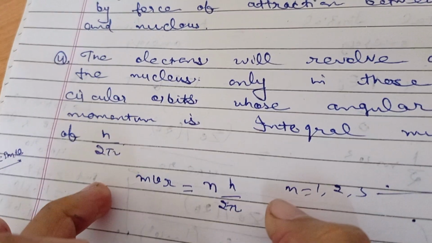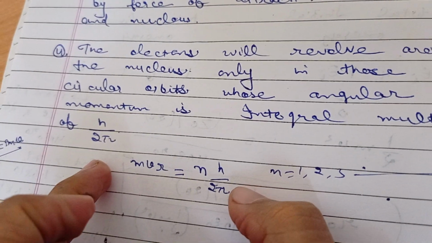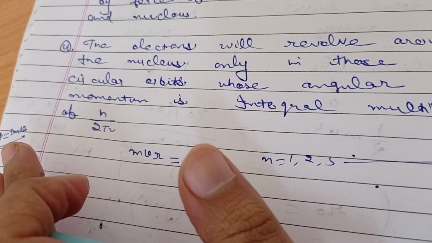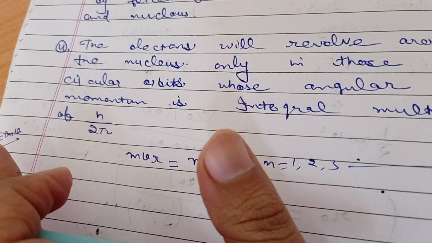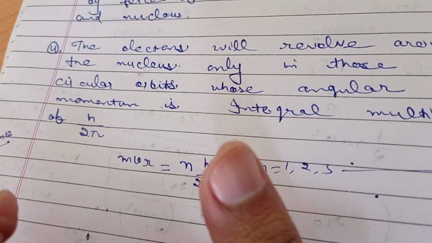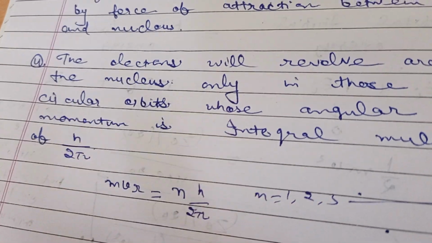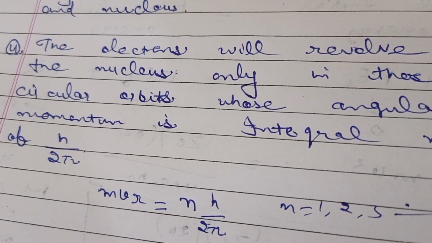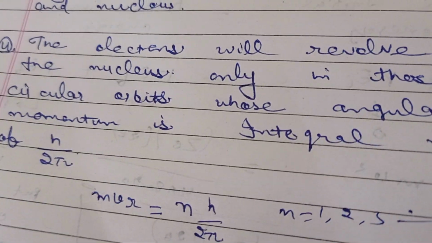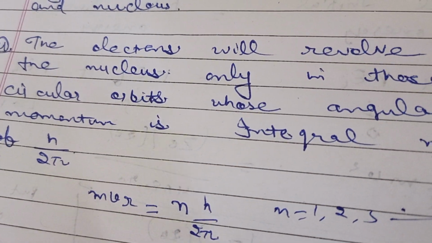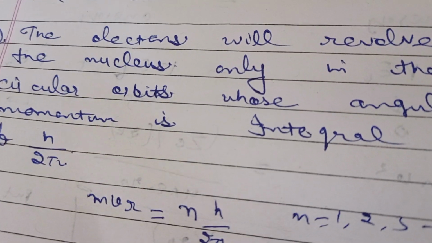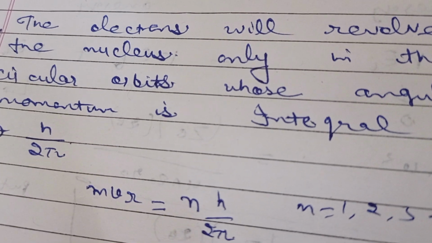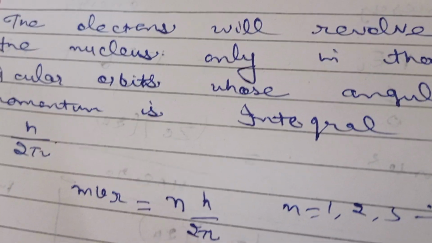And in these orbits, students, whose angular momentum is an integral multiple of h by 2 pi, there will be no loss of energy. These orbits are stationary orbits. Stationary does not mean that the electron is in the rest state. No, stationary state means the energy of the electron revolving in the stationary orbit remains constant, which means the electron does not emit any energy while moving in the stationary orbit.